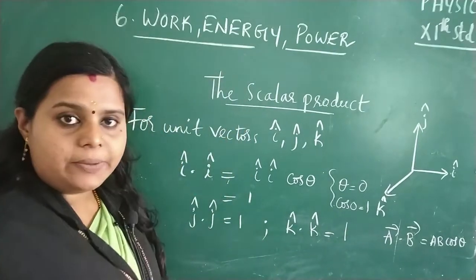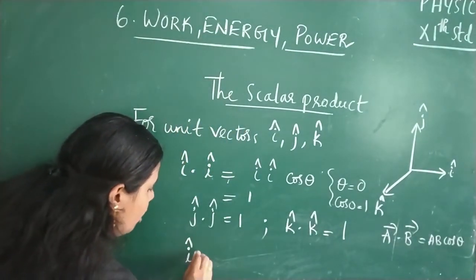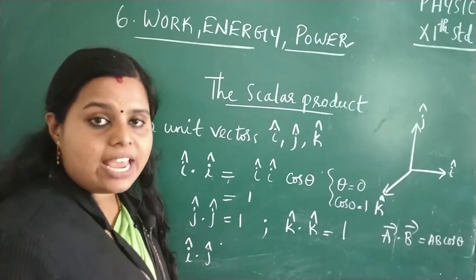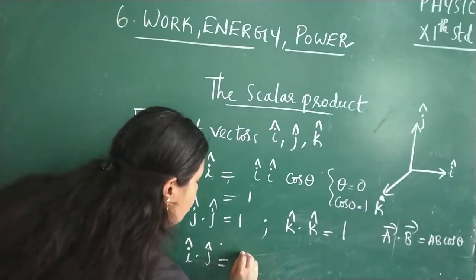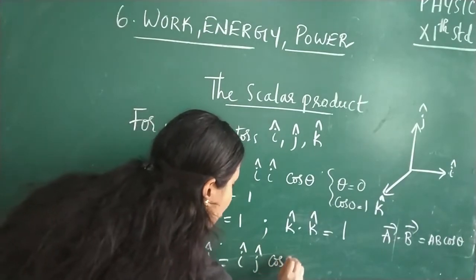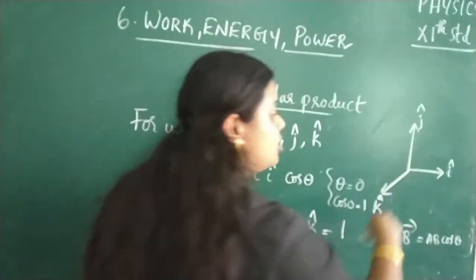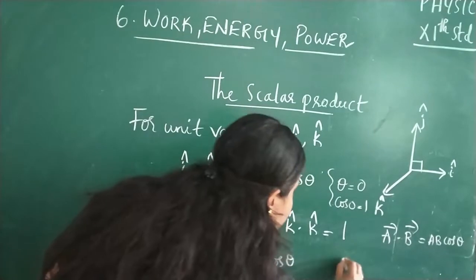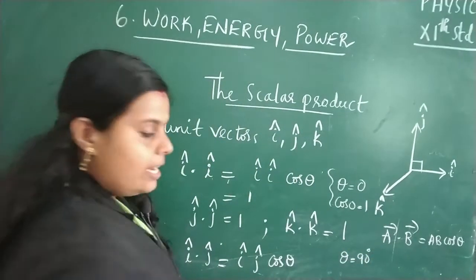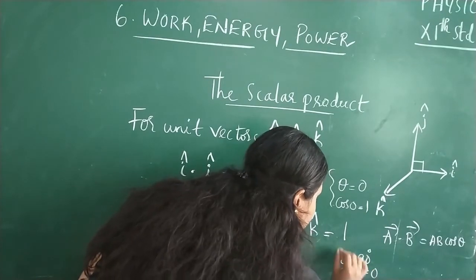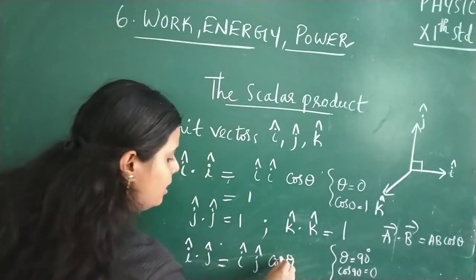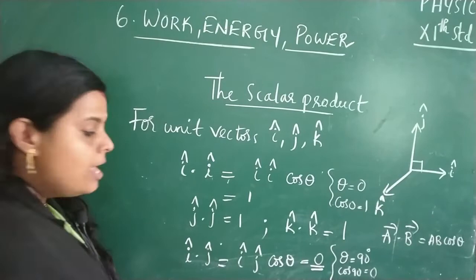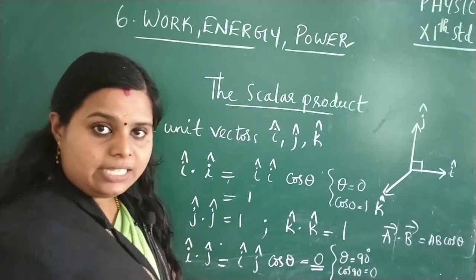Now what about I dot J? The scalar product of the two unit vectors I cap and J cap. I dot J is equal to I cap into J cap into cos theta. In this case, I and J are mutually perpendicular. That means the angle between these two unit vectors is 90 degrees, so theta is equal to 90 degrees. Cos 90 is equal to 0. We can substitute this value here, so the answer will be I into J into cos 90, which is 0. So the answer will be 0.